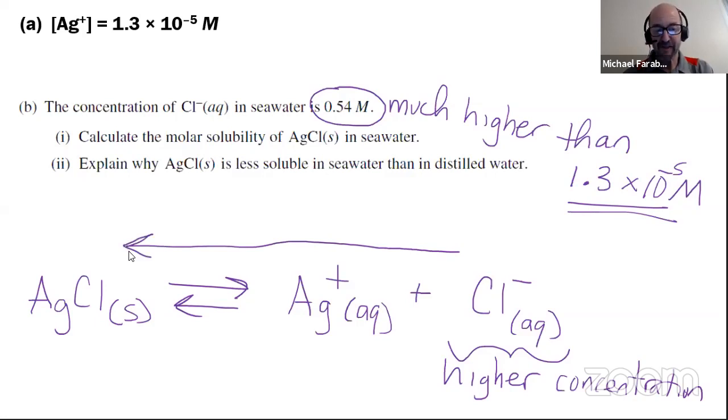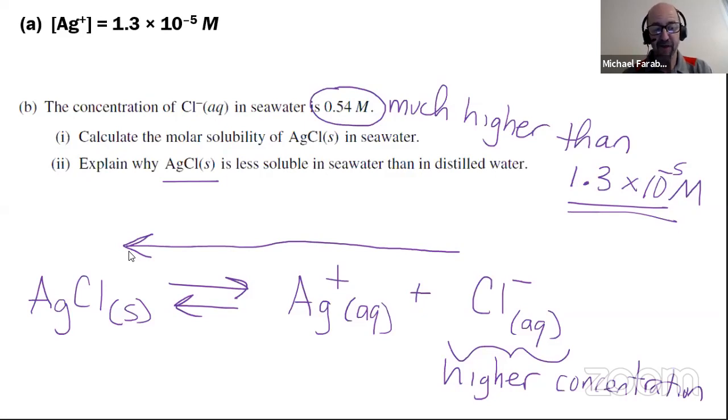So that means, as we can already tell, and that's coming up in part II of this question, silver chloride is going to be less soluble in seawater because there is already this extra concentration of chloride present.